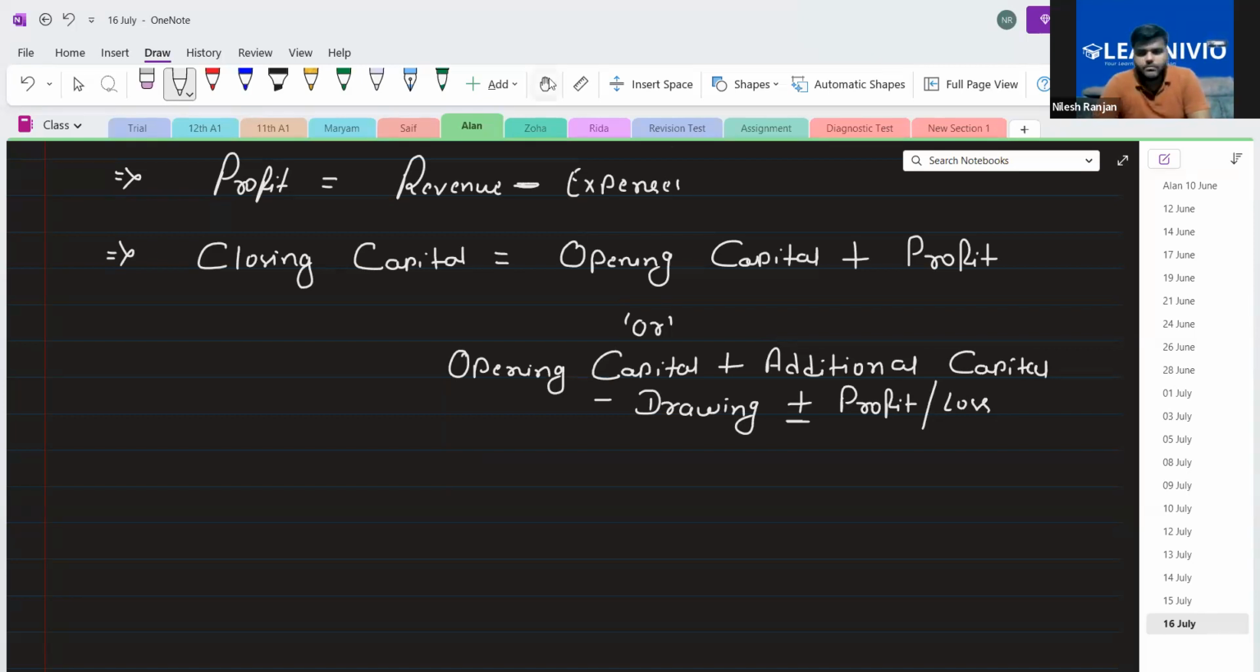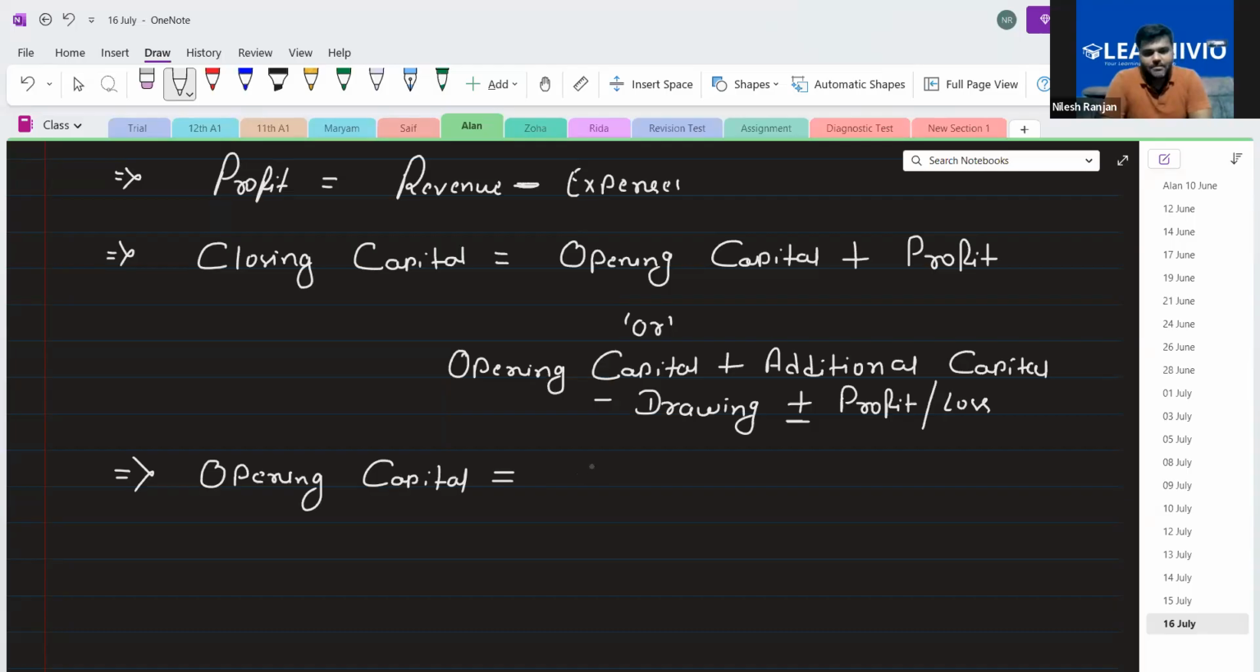Sir, so both formulas are correct, right? Yes, both formulas are correct, but in different situations. If only profit is given, then we will use the first formula. But if additional capital, drawing, everything is given, then you have to use the second formula. Sir, will closing capital questions come in accounting equation in the exam? I cannot say for the exam, but it is in the syllabus.